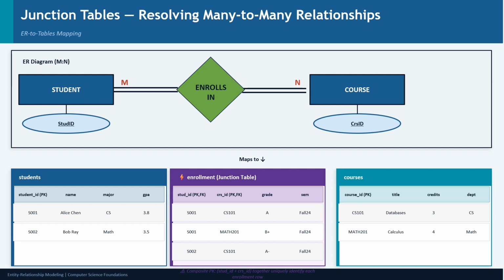Look at the sample data on screen. The row SA01, CS101 means student SA01 is enrolled in course CS101. SA01 also appears with Math 201. SA01 also appears with CS101. Each combination is unique. That's the composite key working exactly as designed.